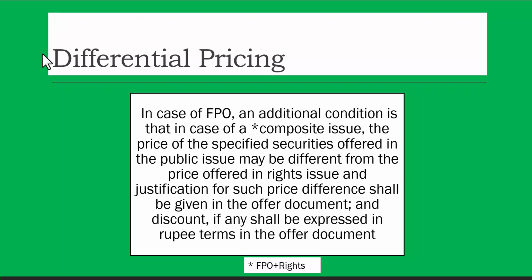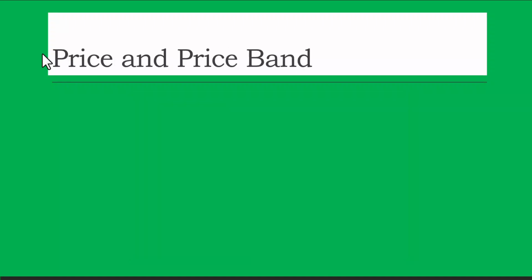So if you are an existing shareholder of the company, you can be given a certain discount compared to the issue price which has been offered to the public. But there should be a complete justification why the existing shareholders are being offered a lower price than what the company is offering to the general public. The existing shareholders can be given a discount, but with sufficient reasons for that, and that should be disclosed in the offer document.